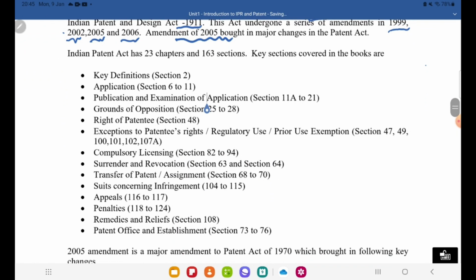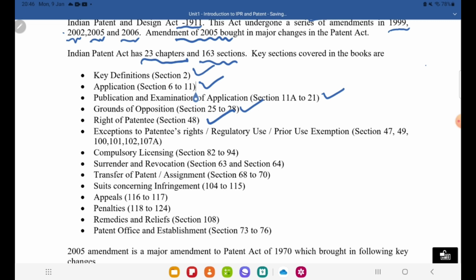See, overall, the Indian Patent Act has 23 chapters and 163 sections. Here are the key sections which I am going to deal with in the coming videos one by one. Key definitions, as usual, will be in section 2, and the process of applying for a patent is given in sections 6 to 11. Publication and examination of the application are given in section 11A to 21. Grounds of opposition: once the patent application is filed, other parties might raise objections or oppositions, which are given in 25 to 28. Rights of patentees are dealt with in section 48.